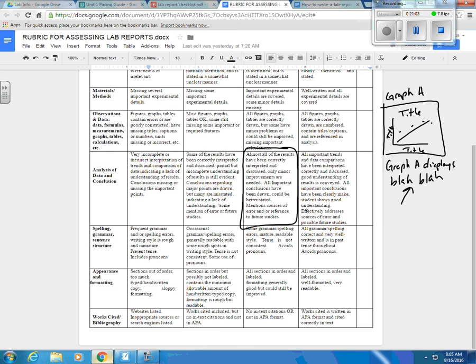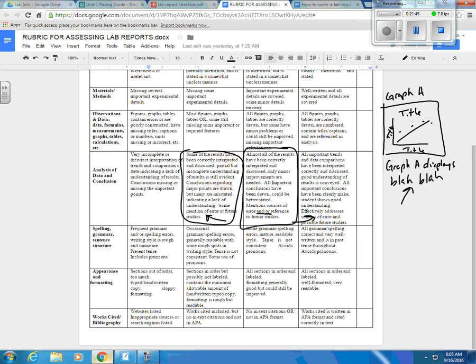Okay, and or. If you don't do either one of those, you're down into here where it says some mention of error or future studies. So if you only do one of those, then you're already out of 2, regardless of how well everything else is written. If you only mention one or the other, you're already down to a 2 here. You want to try to get to a 3, maybe even a 4. So you need to discuss the results in a way that refers back to the introduction like we talked about.